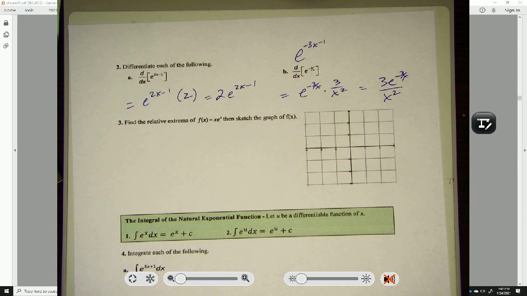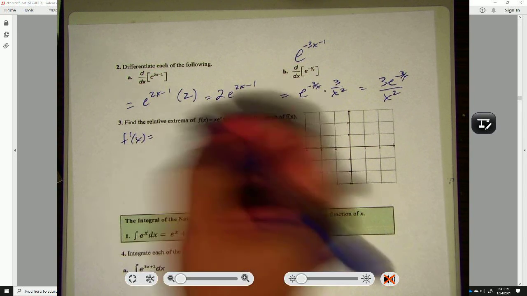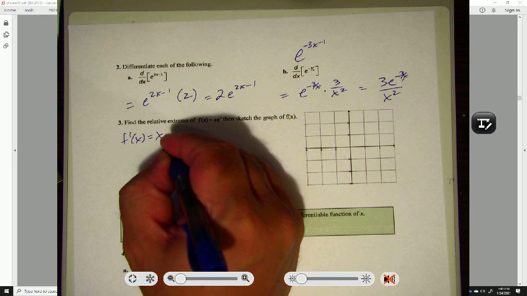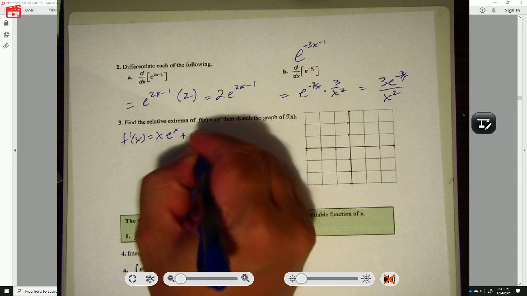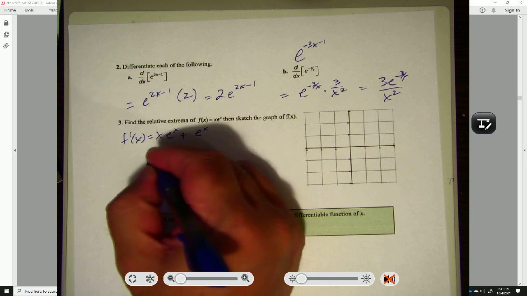This derivative, find the extreme of x e to the x. So we need to find the derivative first. So keep the x constant, take the derivative of e to the x, which is e to the x, and then take the derivative of x and keep the e to the x constant. Set this equal to 0 and solve.